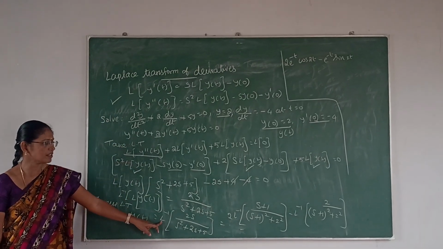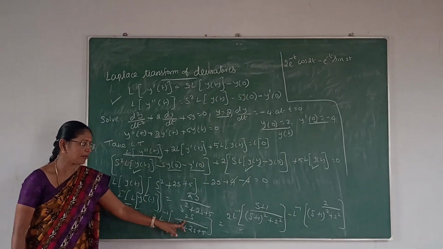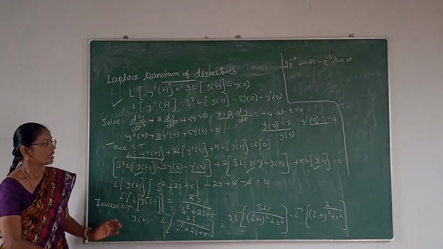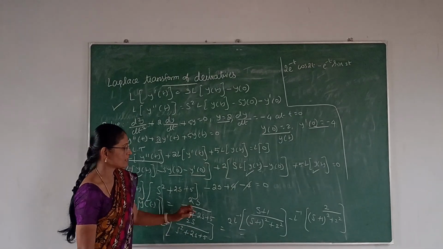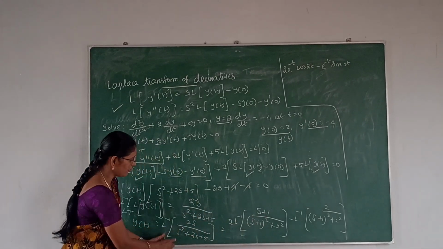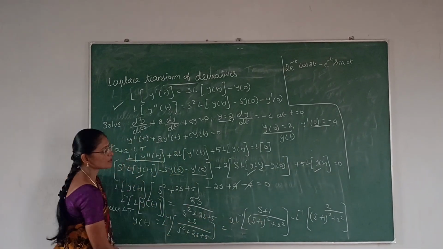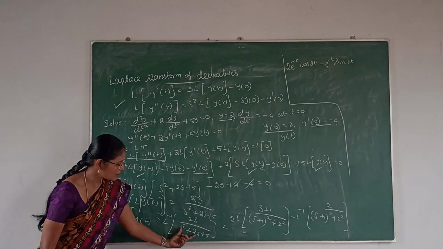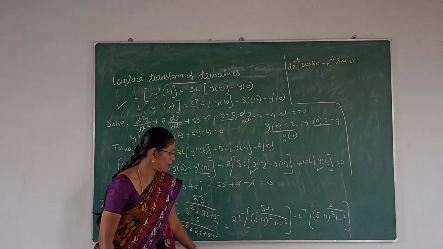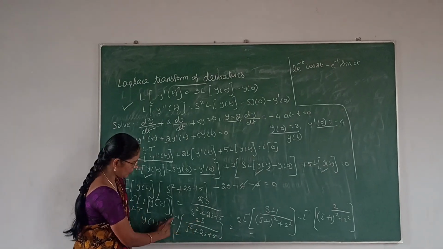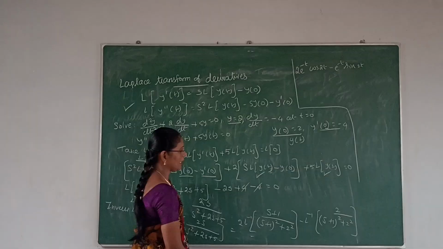To find the L inverse, there are a lot of methods or formulas. We could apply the convolution theorem or ordinary formulas, but here it's easy to solve directly. So s square plus 2s plus 5 can be factorized as s plus 1 the whole square plus 2 square. The 2 can be taken outside, and this s can be written as s plus 1 minus 2.